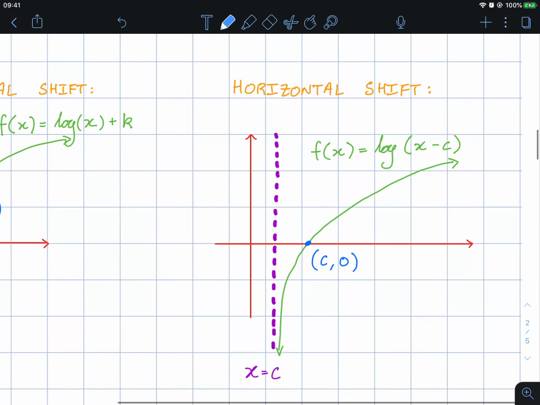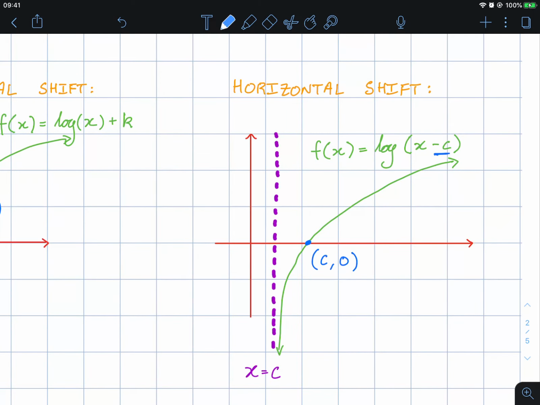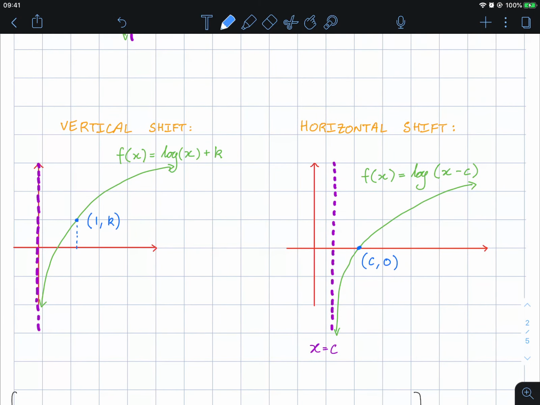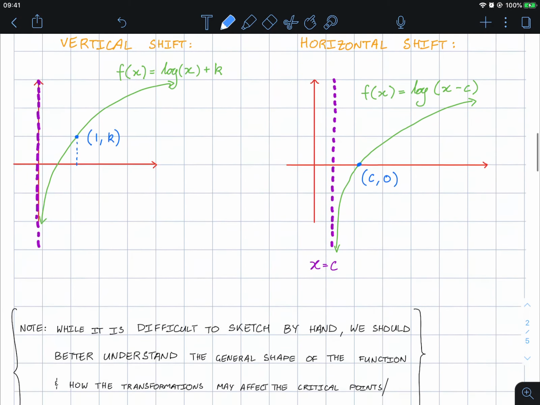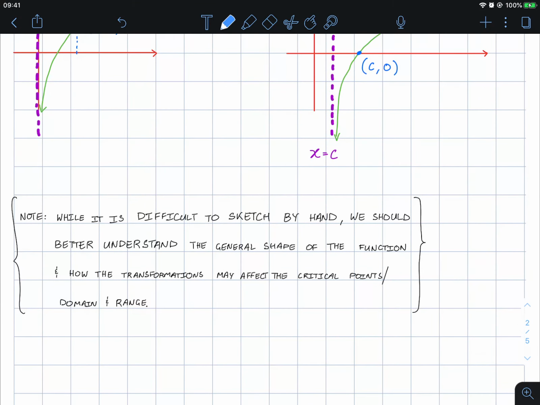And also this one here, if the original function looked somewhat like this, with the asymptote at 0, it is now moved to the right by the value of c. I'll actually get into this in the next video and demonstrate to you what this would look like using GeoGebra. Note, while it's difficult to sketch these by hand, we should better understand the general shape of the function and how the transformations may affect the critical points, as well as the domain and the range.